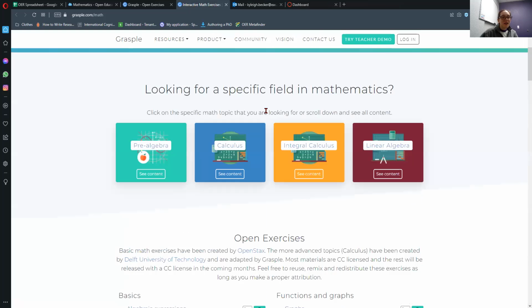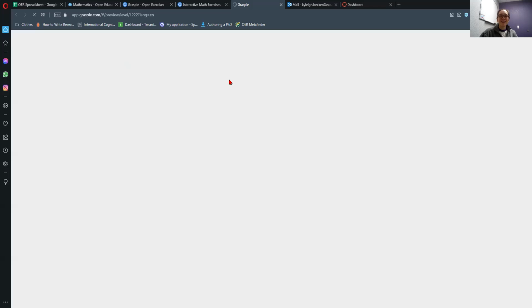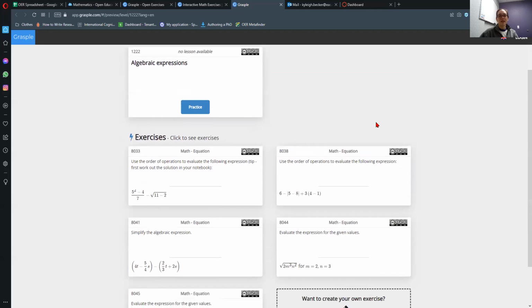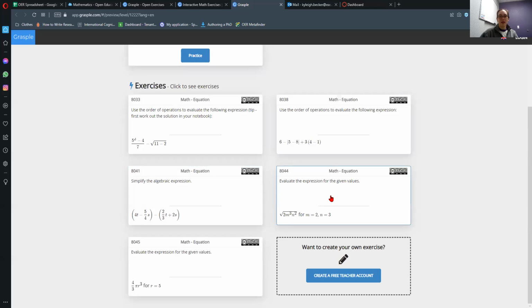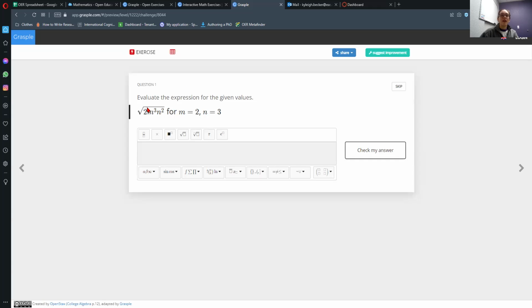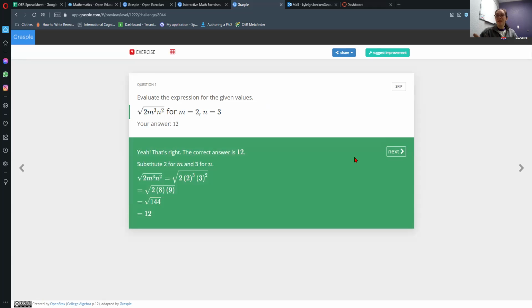I know there was one on the algebraic expressions. This one is pretty simple, but evaluate the expression for the given values. I can do fractions, multiplied, exponent, square root, whatever. So the answer to this is 12. And I only know that because I did this one already when I was testing through it. But then it gives you an explanation of how you went through and did it and how you got the answer.